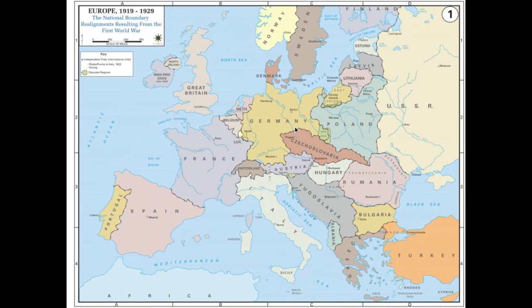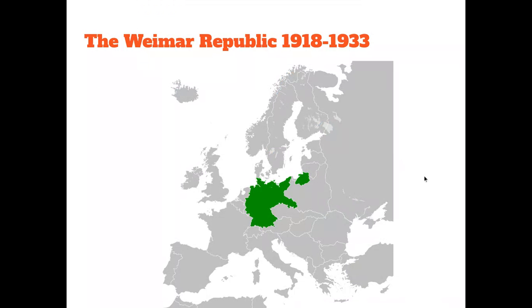Germany, it says Germany here, but this is known during this time period as the Weimar Republic. All right, and we'll go into this a little bit in the notes and why it's really important. So here's a map, the Weimar Republic. It's going to last from 1918 to 1933 when Adolf Hitler creates Nazi Germany, a one-party totalitarian dictatorship.